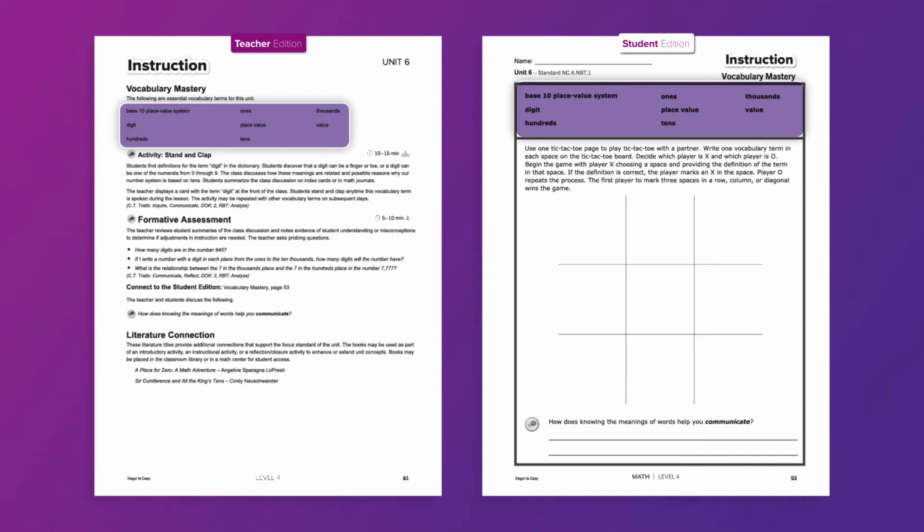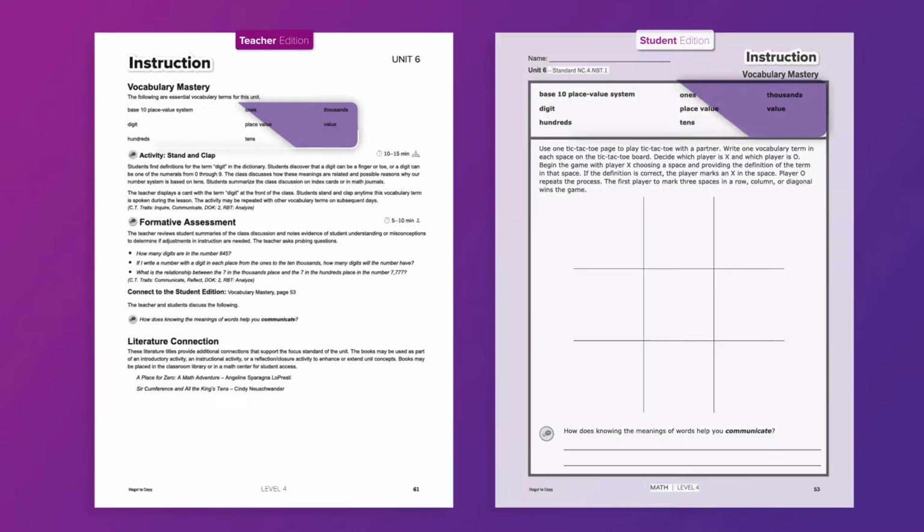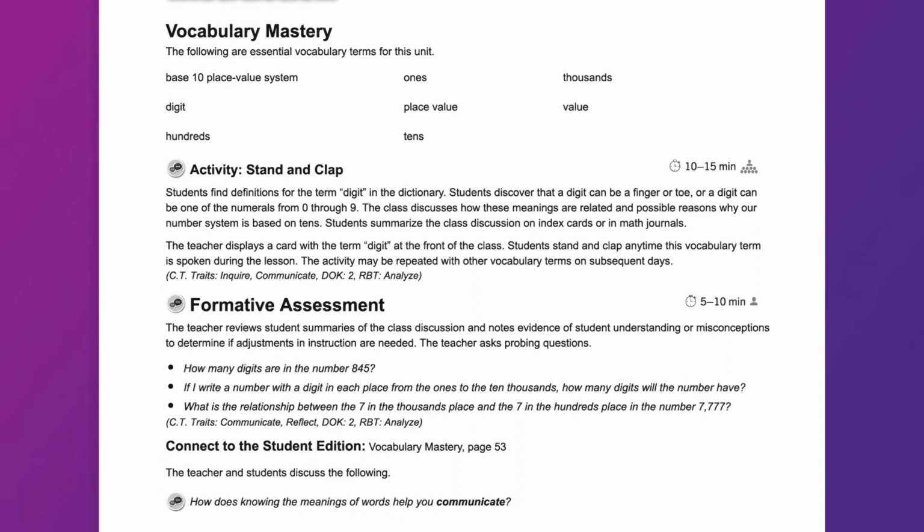Since the skill is so important, we wanted to make sure that we dedicated time in our materials for students to work with and develop their academic vocabulary. Both the student and the teacher edition suggest vocabulary that is essential in the instruction and the student mastery of the unit concept. The teacher edition provides a list of vocabulary that correlates with the unit's focus standard and offers a vocabulary activity that will take between 10 to 15 minutes and should be done whole group.